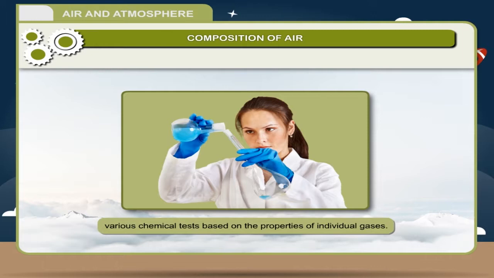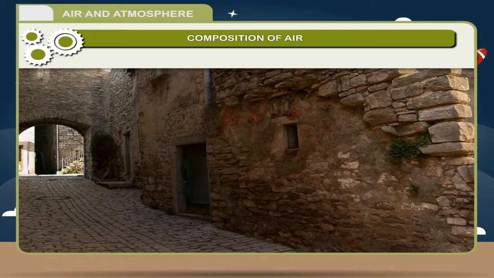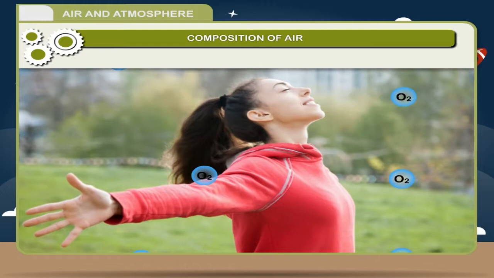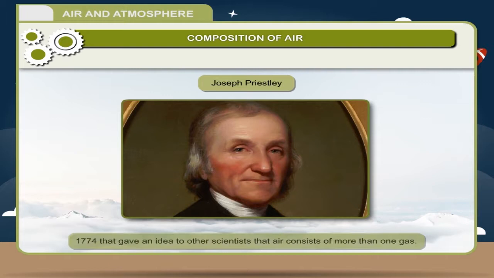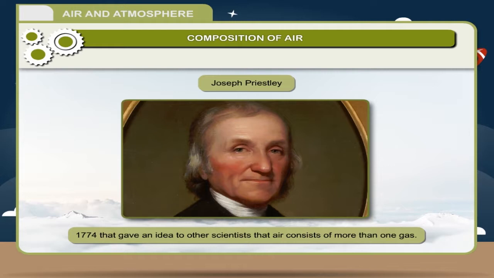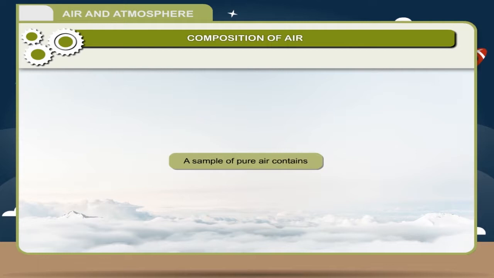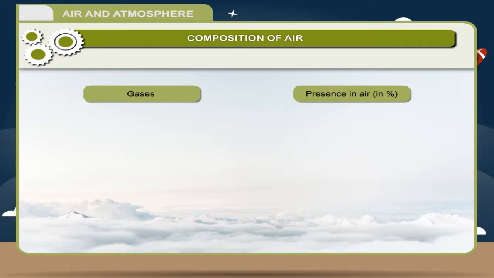Since time immemorial, man knows that air is needed for the survival of all living beings. It was the discovery of oxygen by Joseph Priestley in 1774 that gave an idea to other scientists that air consists of more than one gas. A sample of pure air contains gases. Presence in air in percentage.